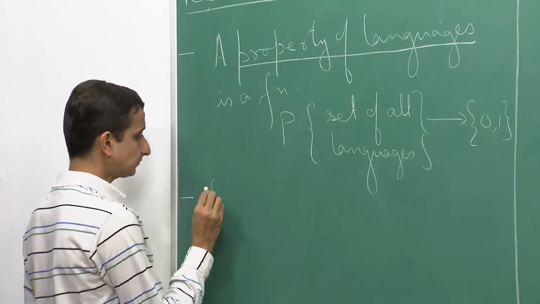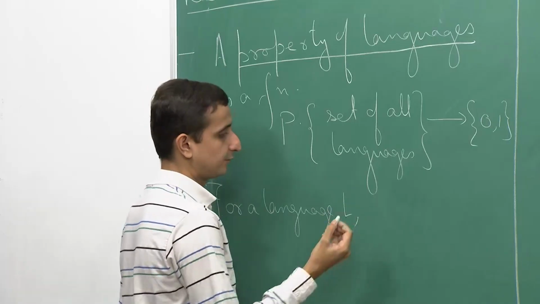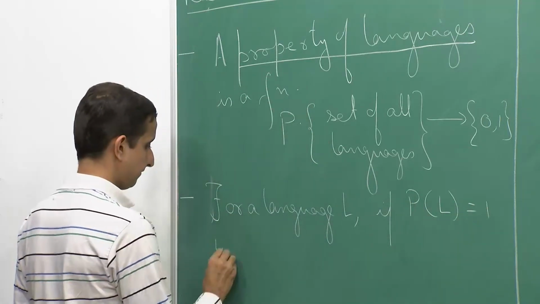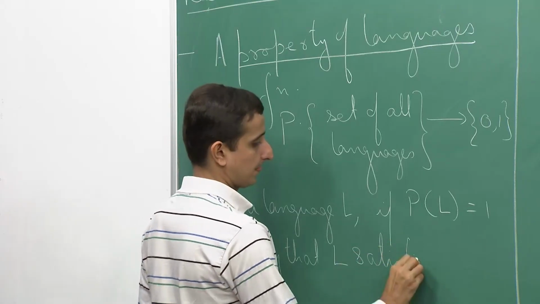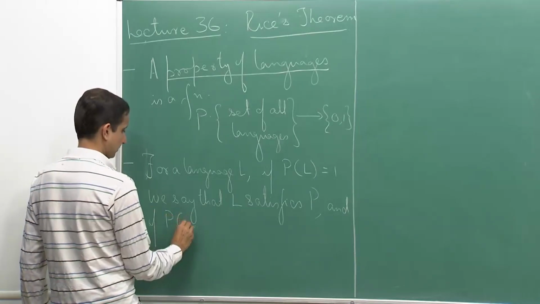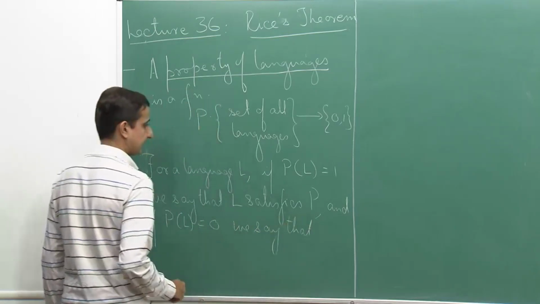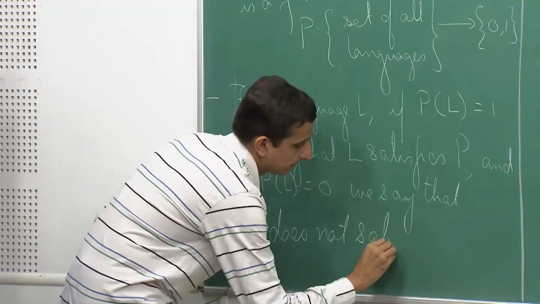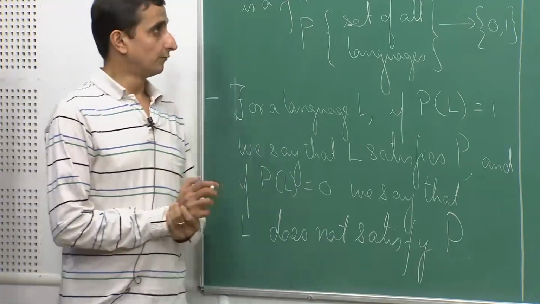So, for a language L, if P of L is 1, we say that L satisfies P, and if P of L is 0, we say that L does not satisfy the property P. So, this is what we mean by a property of languages.